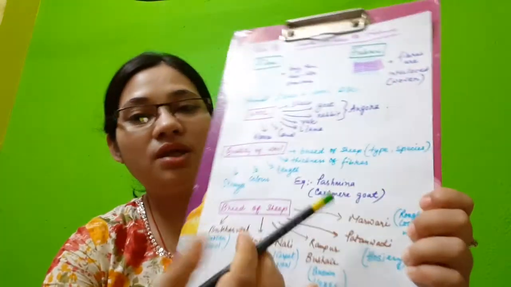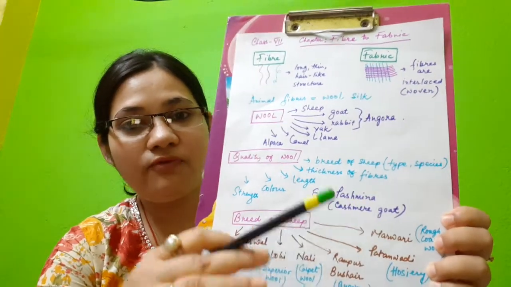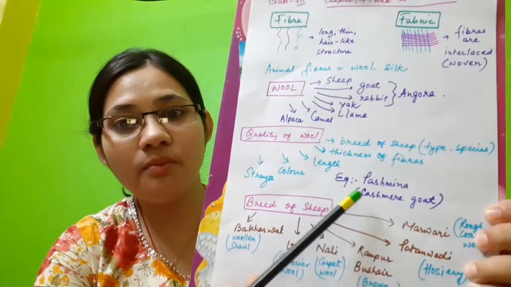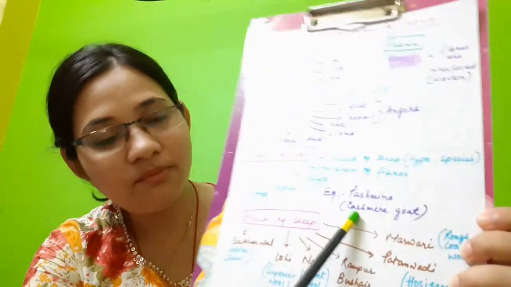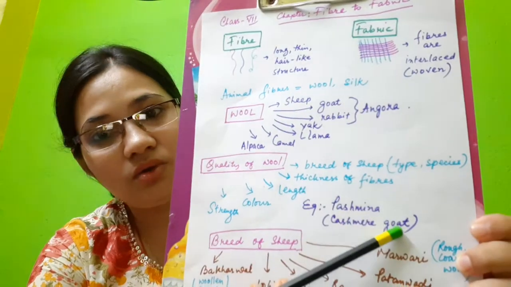If the length is bigger, that means it is superior quality. If the color is having some natural color, that means it is of superior quality. So the quality of wool also depends on these different types of properties or characteristics. Now let us see what is pashmina. Pashmina is a type of fine quality of wool that is obtained from the Kashmir goat. It is actually Kashmir, but the spelling is Kashmir goat.